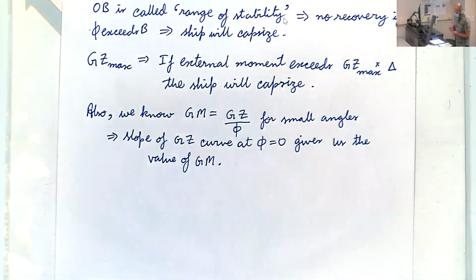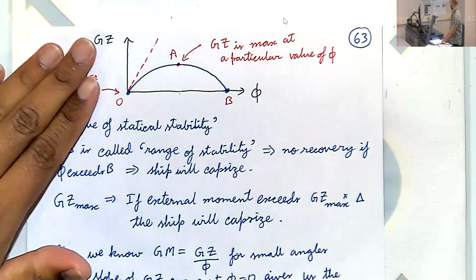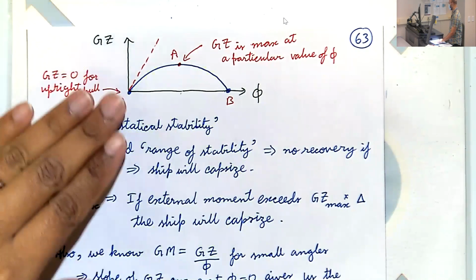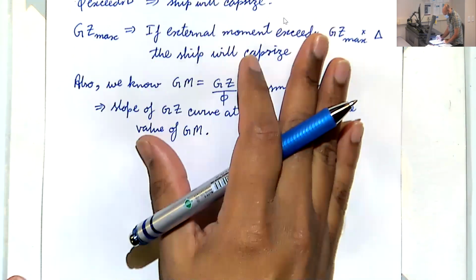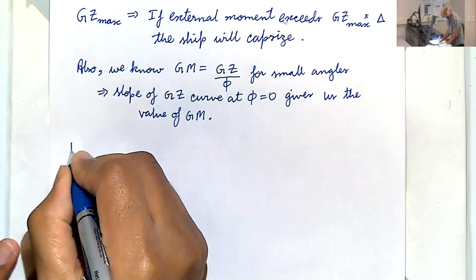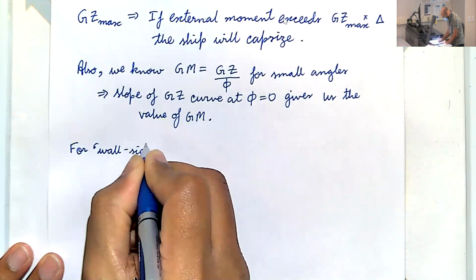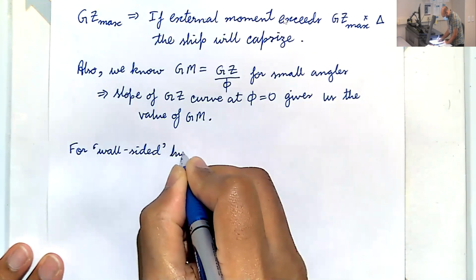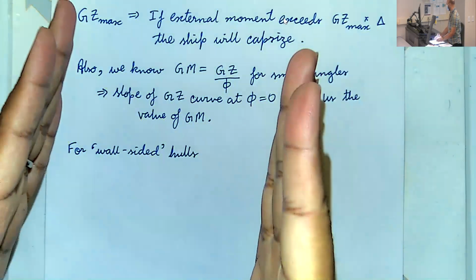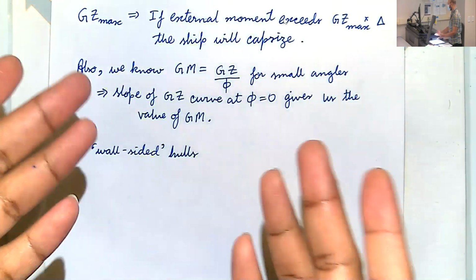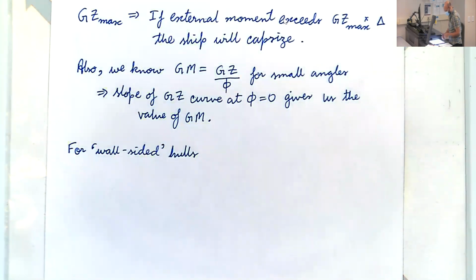All right, then Atwood's formula, used to determine this curve, simplifies when our hull geometry is not too complicated. So for wall-sided ships, by wall-sided I just mean the hull sides are vertical, or they look like a wall instead of tapering down, which is called flare or tumble home.